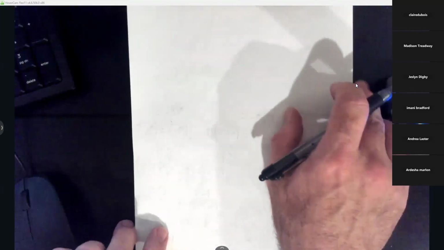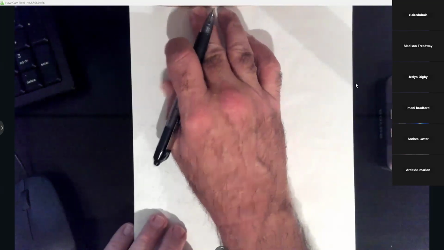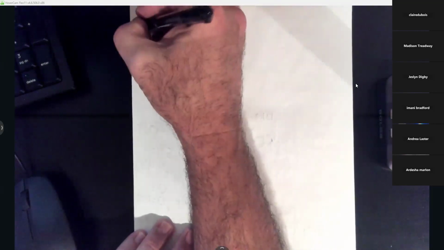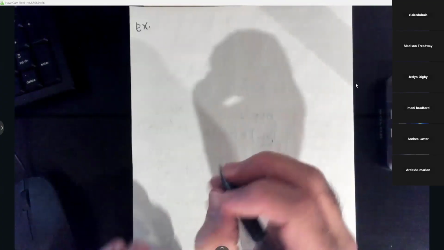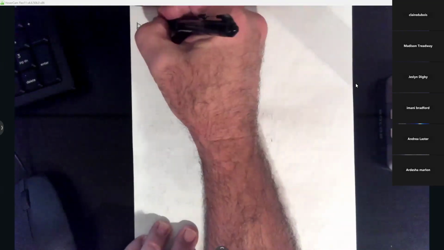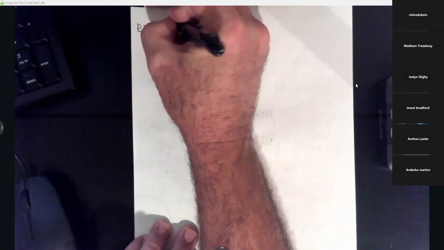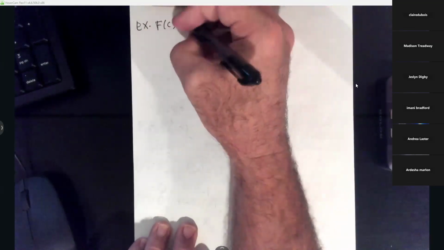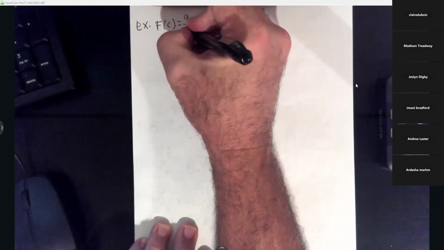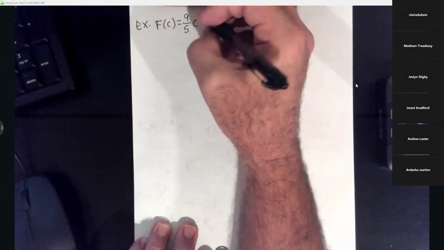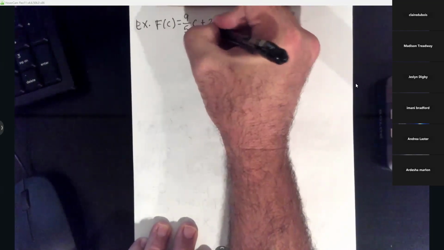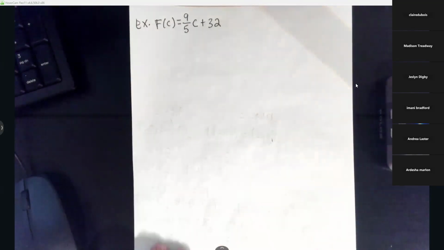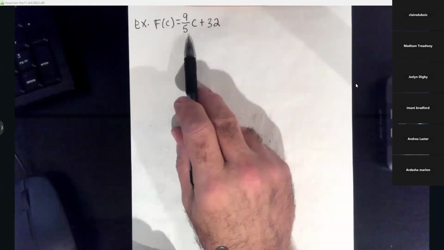All right, y'all, so let me show y'all what we call an application of doing this. So y'all, they're giving me this function f, given this formula. F of c equals 9/5 c plus 32. Have y'all ever seen this formula before?